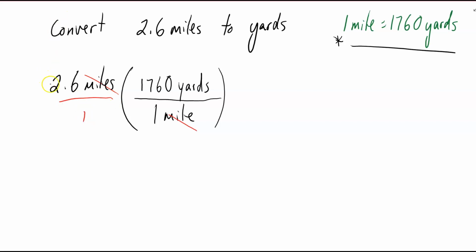Remember that this is over 1. And let's multiply straight across. 2.6 times 1760, and that is 4,576. Yards are left. And in the denominator, 1 times 1, that's 1, so I don't need the denominator.